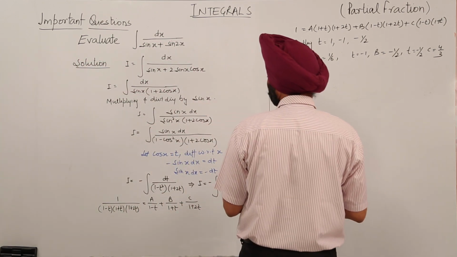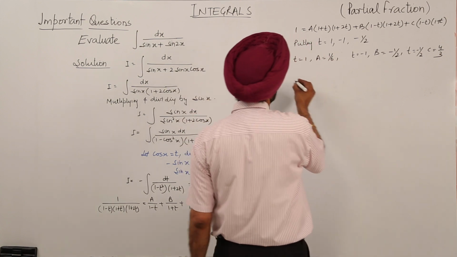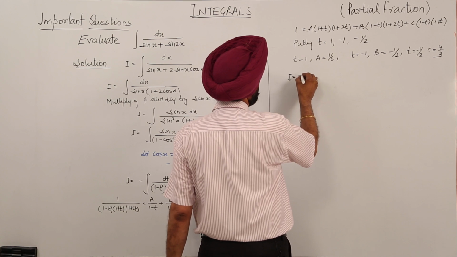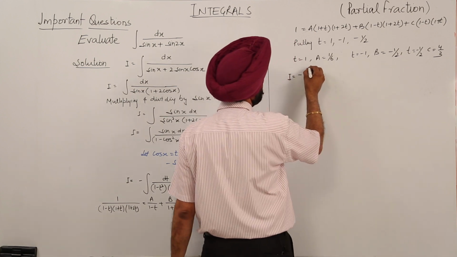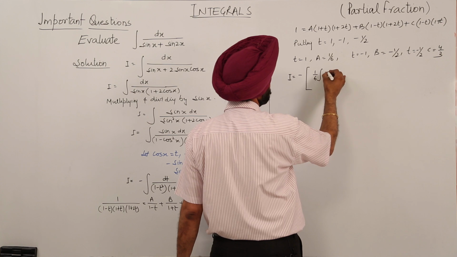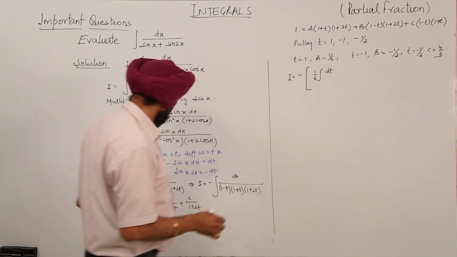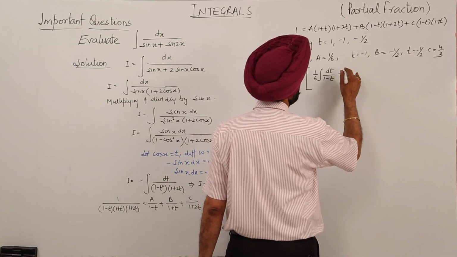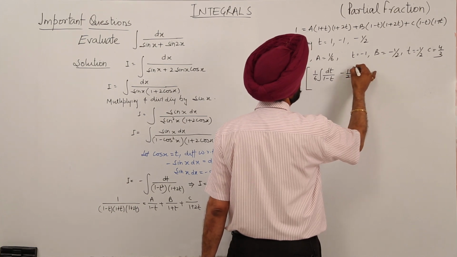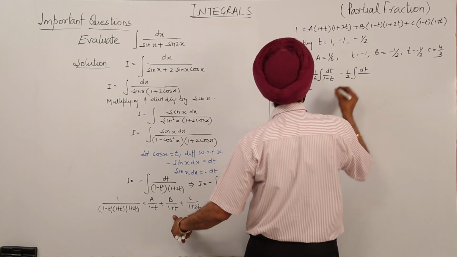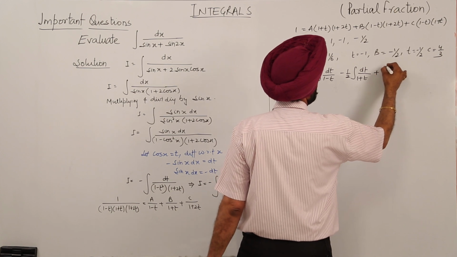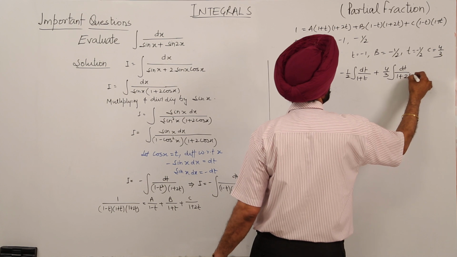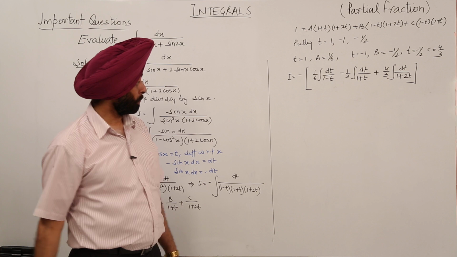Now the question becomes integration of, with the negative part, 1 by 6 dt upon 1 minus t, plus b is minus 1 by 2, so I am writing directly minus 1 by 2 dt upon 1 plus t, plus 4 by 3 dt upon 1 plus 2t. This one. Okay. Now what we are getting?